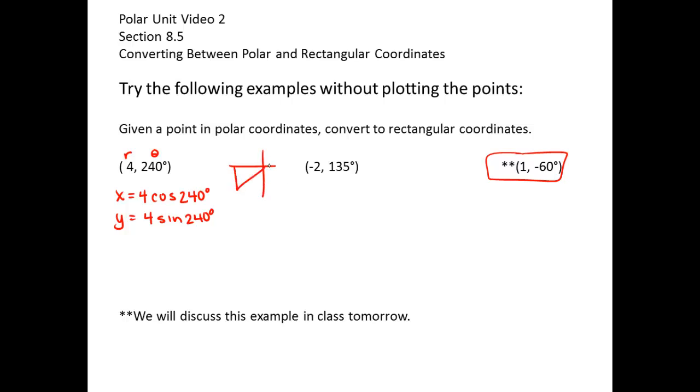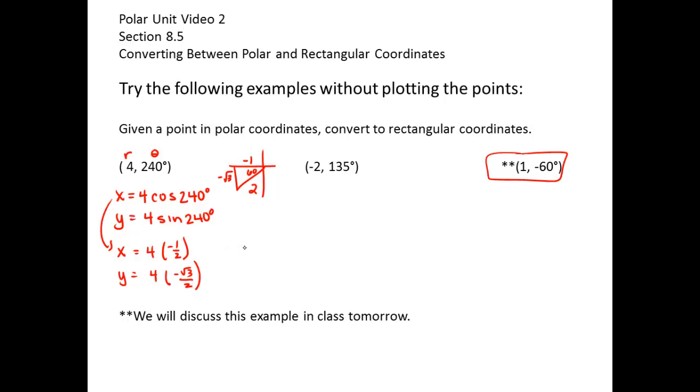240 falls in the third quadrant. And since it's a 60-degree reference angle down here in the third quadrant, this is a negative root 3, a negative 1, and a positive 2 for my radius. Now remember, this is the radius on the unit circle, which I will have to multiply by 4 because my radius on this polar coordinate is 4. So I'm going to rewrite this: x equals 4 times my cosine, which is negative 1/2, and y equals 4 times my sine, which is negative root 3 over 2.